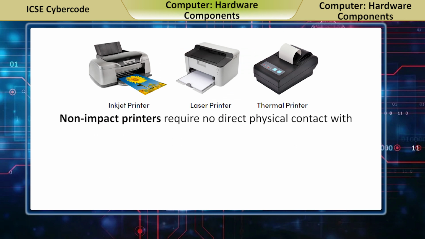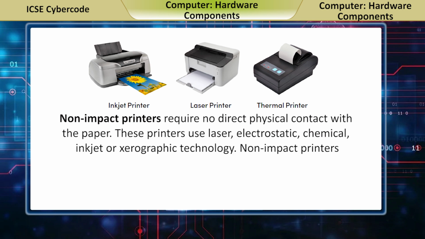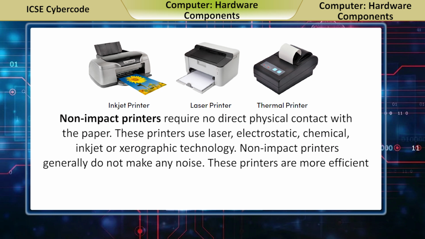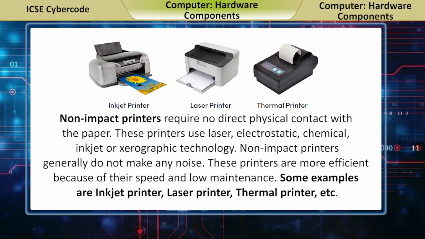Non-impact printers require no direct physical contact with the paper. These printers use laser, electrostatic, chemical, inkjet or xerographic technology. Non-impact printers generally do not make any noise. These printers are more efficient because of their speed and low maintenance. Some examples are inkjet printer, laser printer, thermal printer, etc.